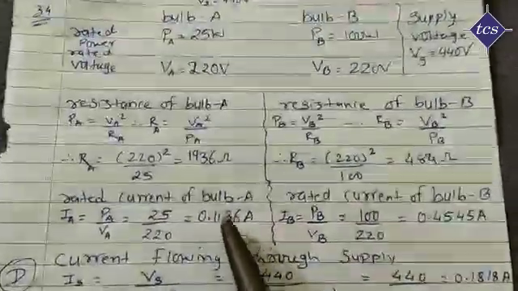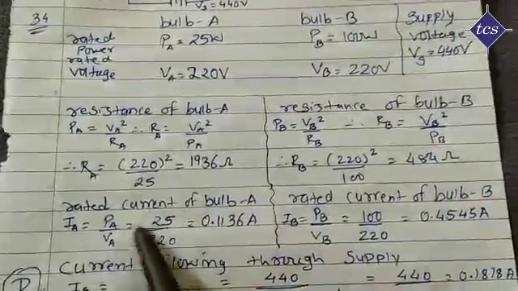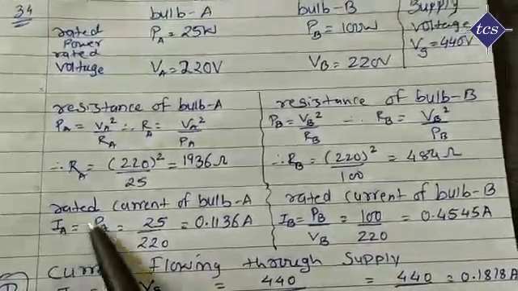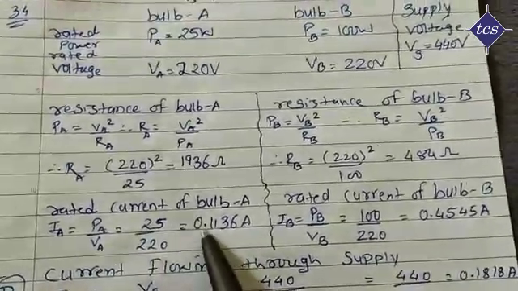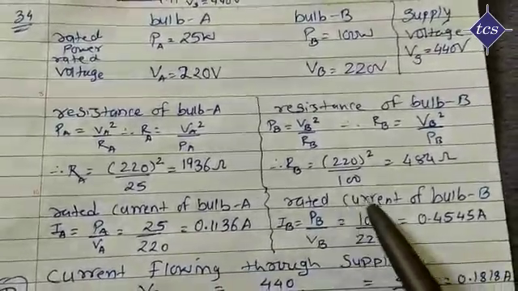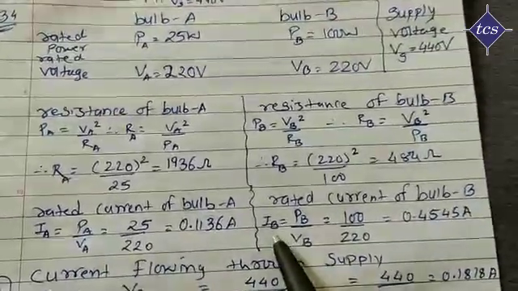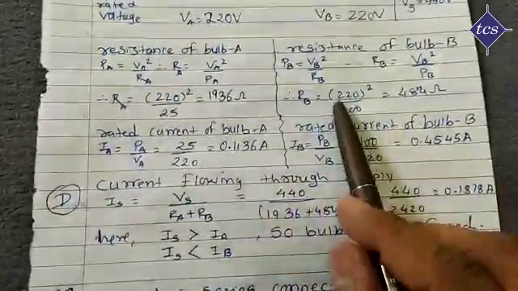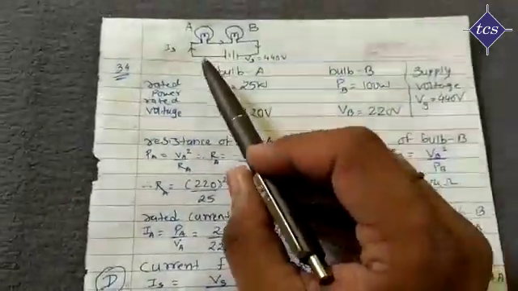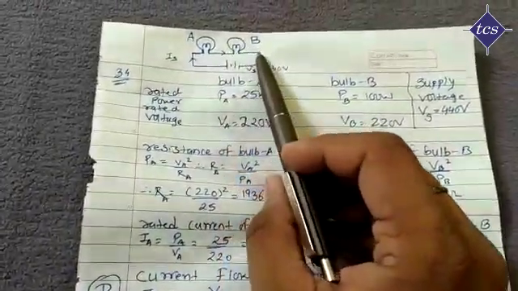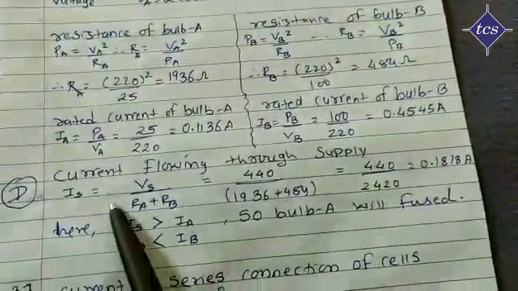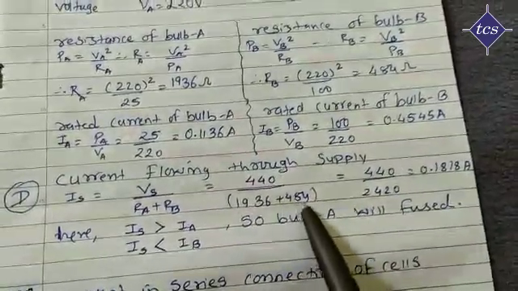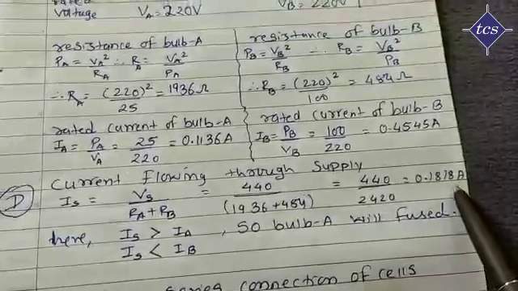Also we'll find out the rated current of bulb A and bulb B. So the rated current of bulb A, as per the equation, power equals the product of current and voltage. So current is power upon voltage, so that will be 0.1136 ampere. And similarly the rated current of bulb B is IB, which is 0.4545 ampere. Now we have the resistances of both filaments, so we'll find out the supply current. The supply current will be passing through both the bulb filaments. So the supply current is the supply voltage upon the total resistance, which is 440 upon 1936 plus 484, which turns out to be 0.1818 ampere.